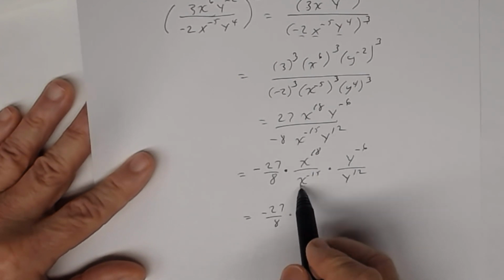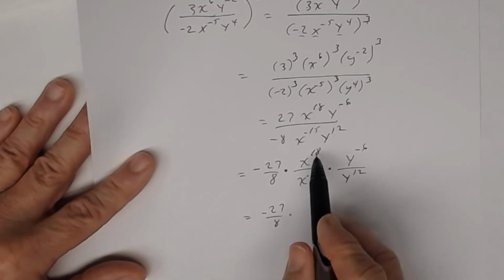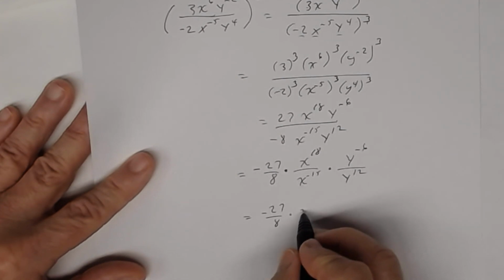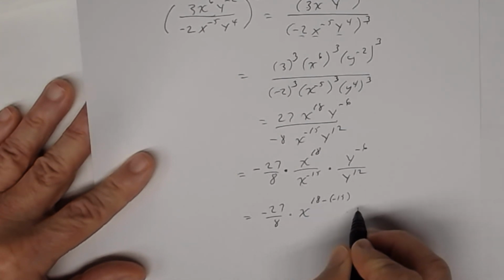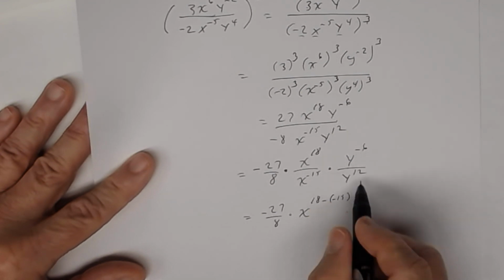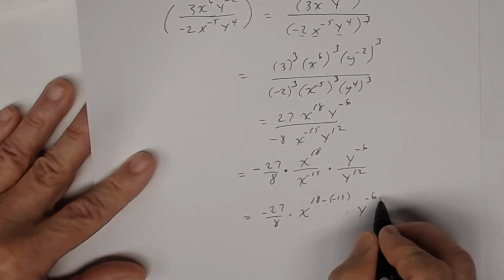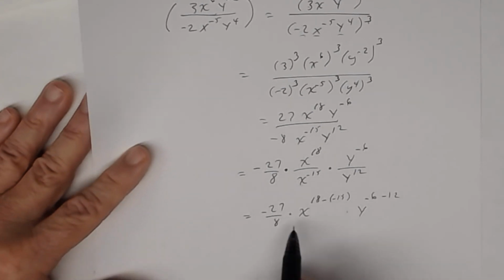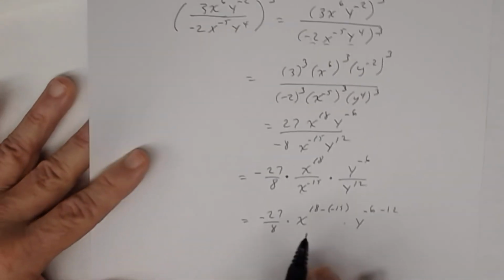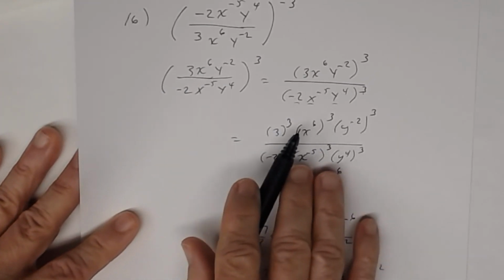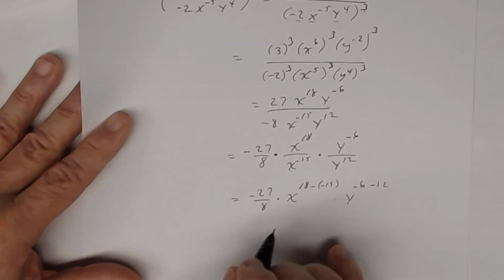Here I'm dividing like bases, so I'm going to use the quotient rule. I'm going to subtract exponents. So it'll be x to the 18, subtract a negative 15, times, and the same thing here, dividing like bases, subtract exponents. So it'll be y to the negative 6, subtract 12. So simplifying this further, it's quite a few steps, isn't it? And notice along the way you can easily mess up, so be very careful as you go along.